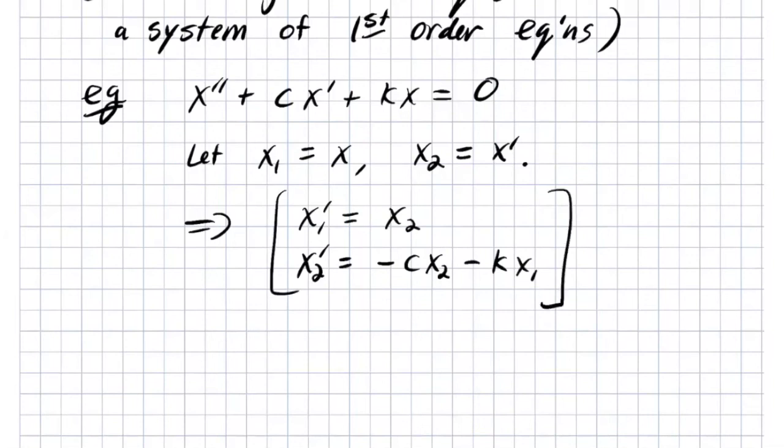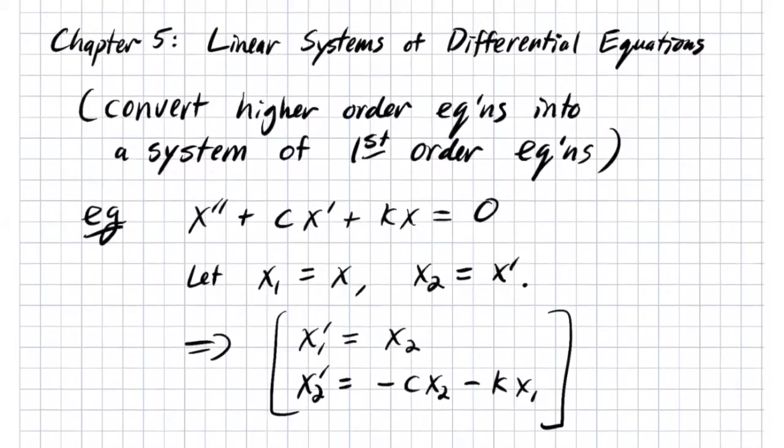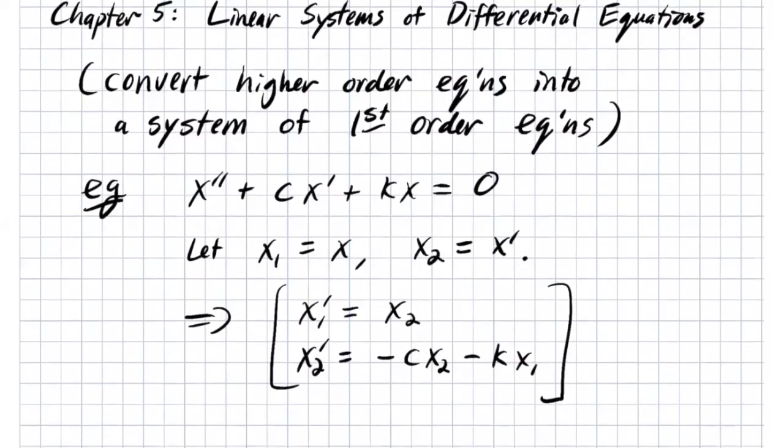Now look, we have two functions, x1 of t and x2 of t, and we have formulas for their first derivatives. So now we have a system only involving first derivatives. This chapter 5 is about first learning this technique of how to convert things into systems of first order equations, and then how to solve them. In particular, this chapter is about linear systems of differential equations as opposed to nonlinear.